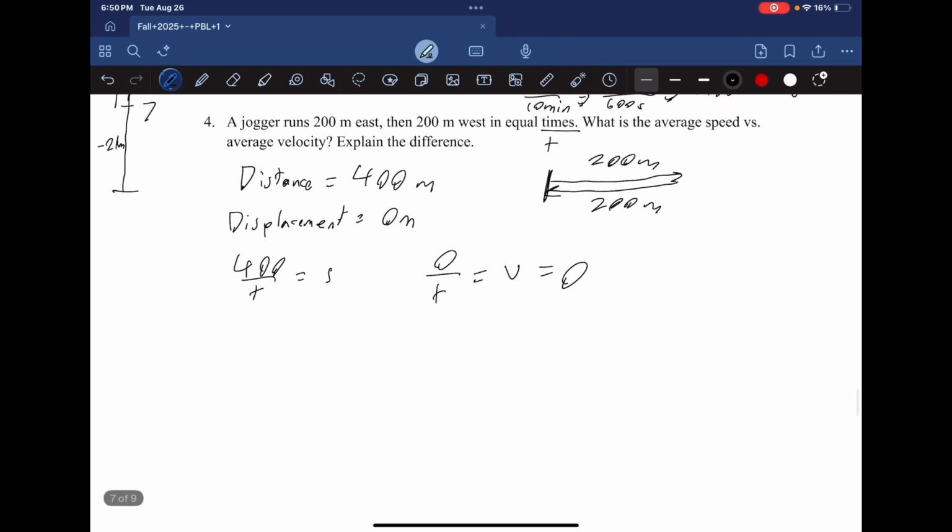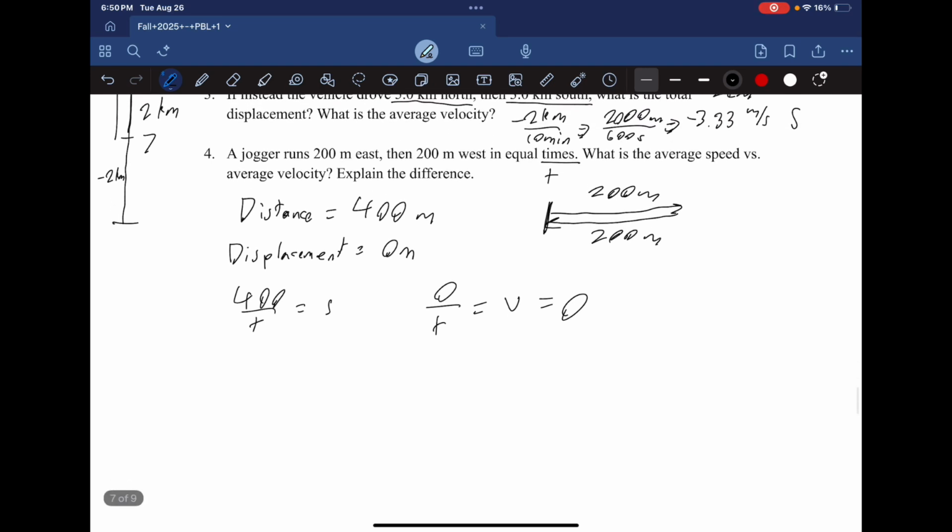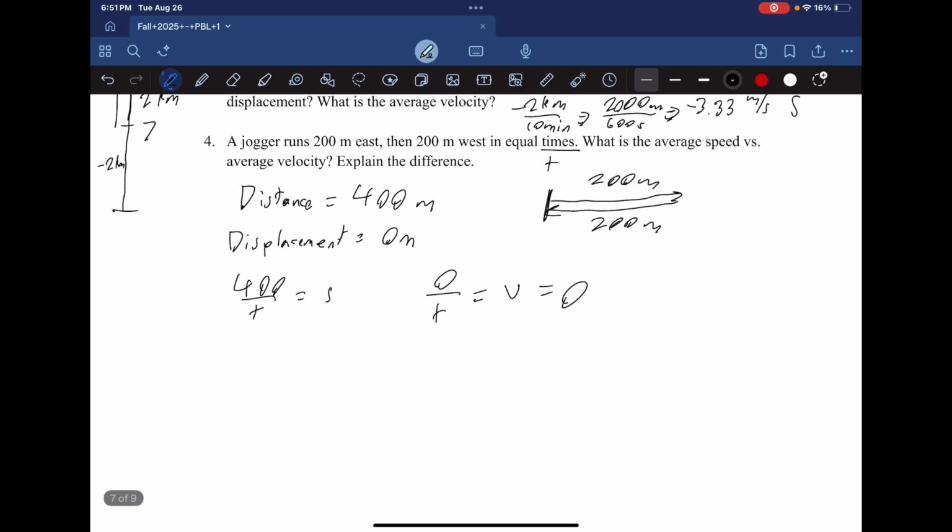Again, the difference here is that distance does not have a vector, like it doesn't have a direction. Displacement does.